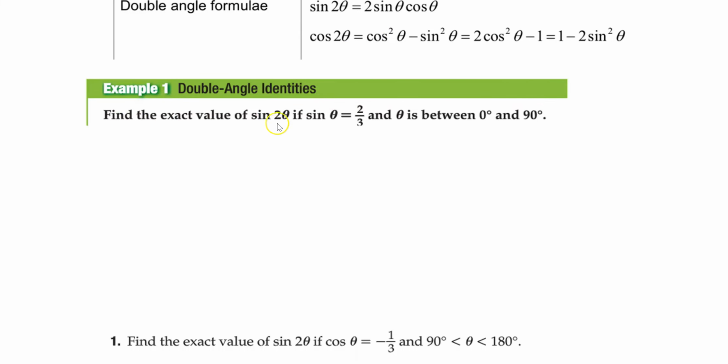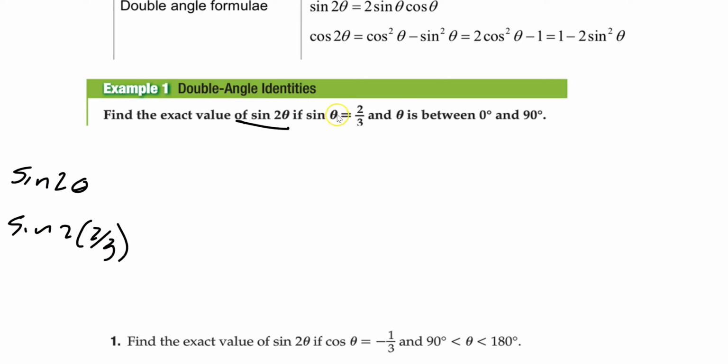Find the exact value of sine 2 theta if sine of theta equals 2/3 and theta is between 0 and 90. So first, let me show you what not to do. I see people do this all the time. They'll get sine 2 theta, and they'll see that, hey, sine theta equals 2/3, and they'll just plug in 2/3 for theta. That is wrong on so many levels.